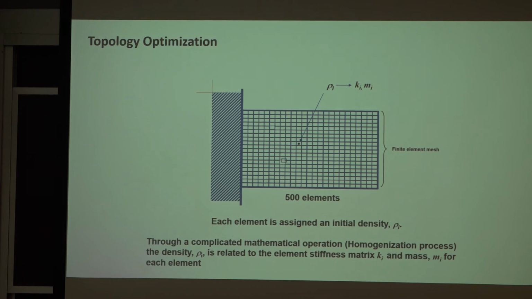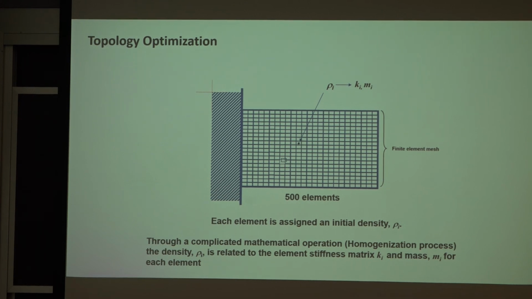Now you can take this same cantilever beam and you can break it up into, let's say, 500 elements. You then can assign a density to each of these 500 elements. So you got a 500 dimensional design space right here. Right? The design variable is rho. It can be anywhere between 0 and 1.